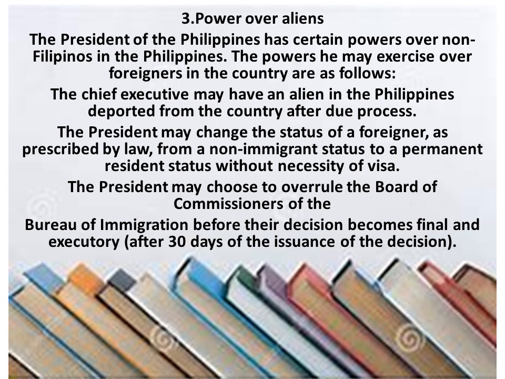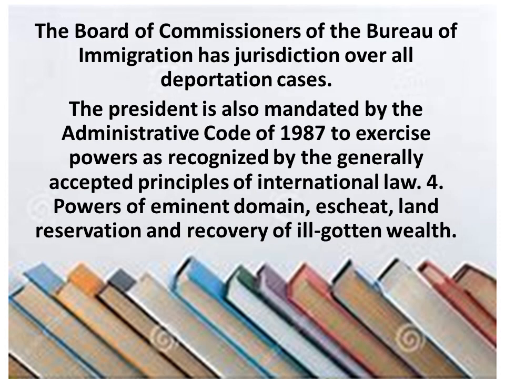The President may change the status of the foreigner as prescribed by law from a non-immigrant status to a permanent resident status without necessity of visa. The President may choose to overrule the Board of Commissioners of the Bureau of Immigration before their decision becomes final and executory after 30 days of the issuance of the decisions. The Board of Commissioners of the Bureau of Immigration has jurisdiction over all deportation cases. The President is also mandated by the Administrative Code of 1987 to exercise powers as recognized by generally accepted principles of international law. The fourth one is the powers of eminent domain, escheat, land reservation, and recovery of ill-gotten wealth.